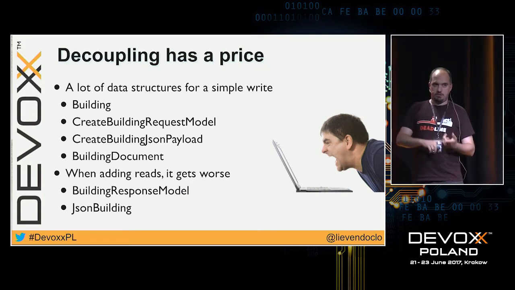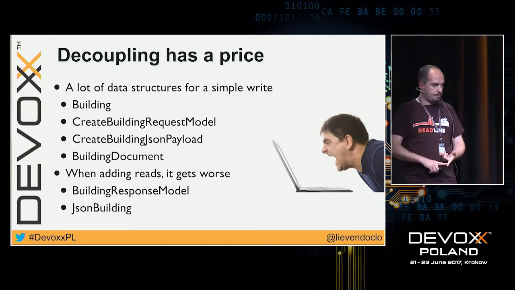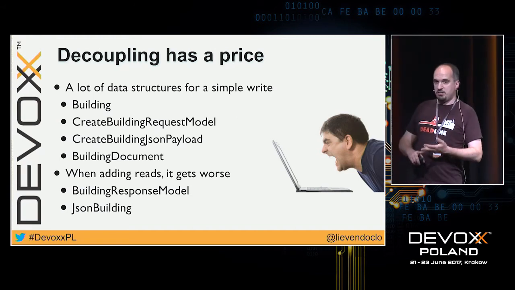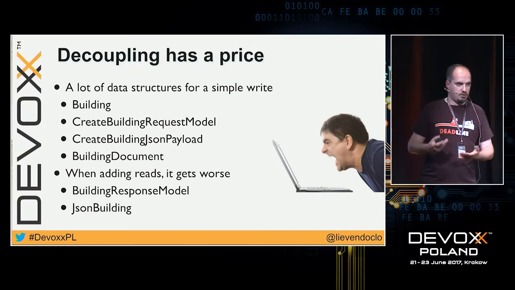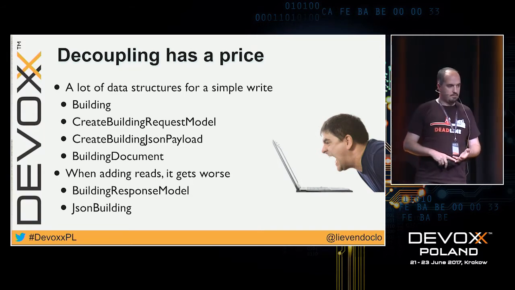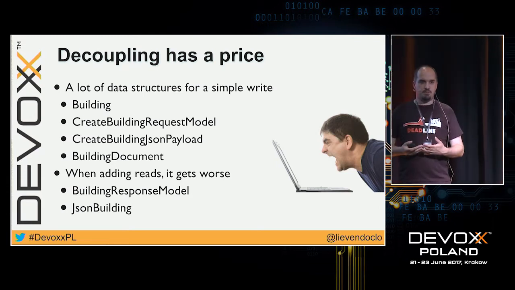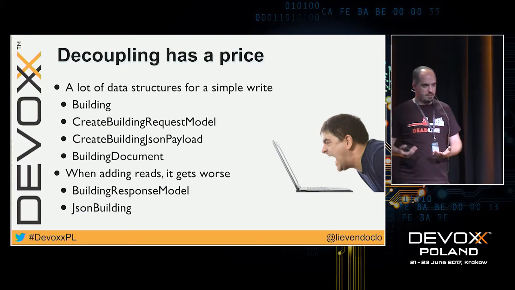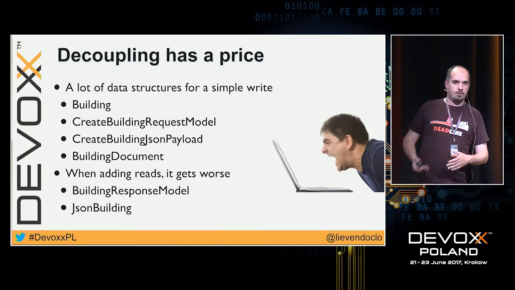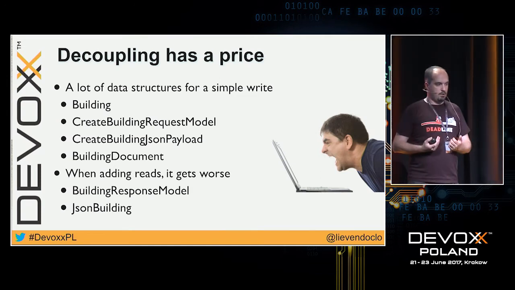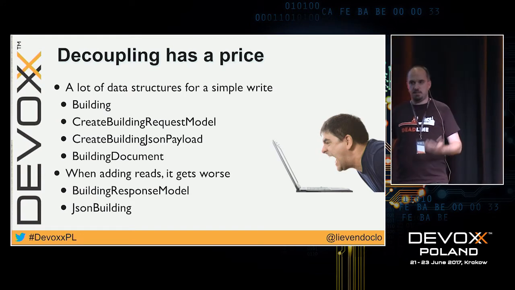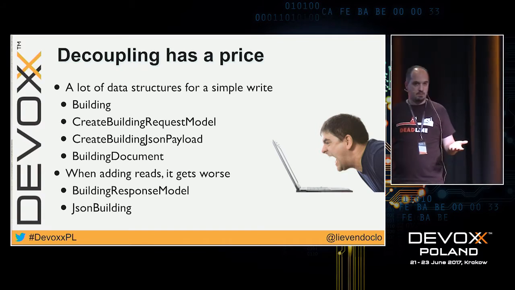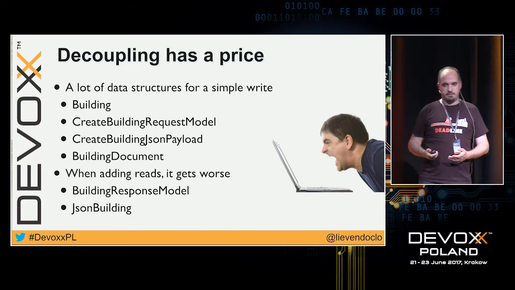You've got your building, which is your domain, which can also contain domain logic if you're using domain-driven design. You've got your request model. You've got your JSON payload for the POST call to make sure that you can decouple your JAX-RS annotations, and your building document to make sure that you don't have to use proprietary Morphia annotations on your domain. If you're adding reads, it gets even worse because then you have to implement a response model, which actually decouples your domain model from the outside world. And you have to make a JSON building to make sure that you don't have to use, once again, proprietary annotations like Jackson ones on your response model from your use case.